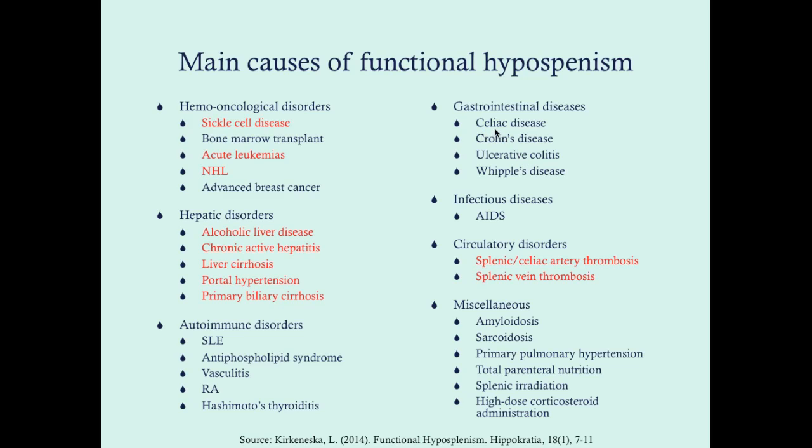It's also associated with various GI diseases. Celiac disease is notable, and then some of these GI diseases are also autoimmune disorders. And then there's other causes, so amyloidosis and sarcoidosis, both are going to cause infiltration of the spleen. And then there's some of these other ones, so we talked about irradiation. I'm not so sure about the mechanism of some of these other ones, but they're there.